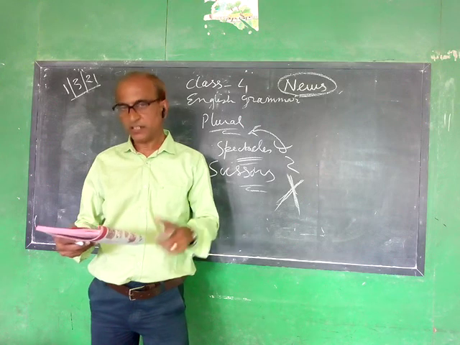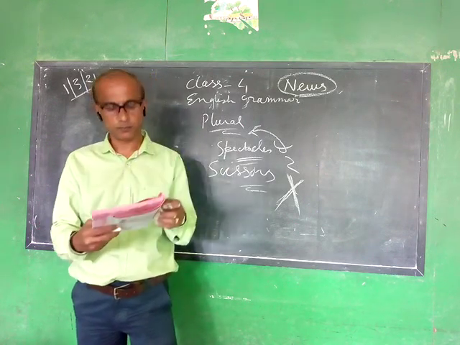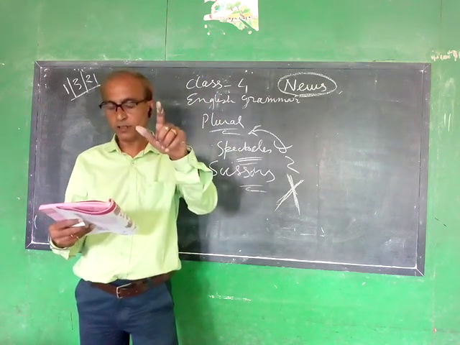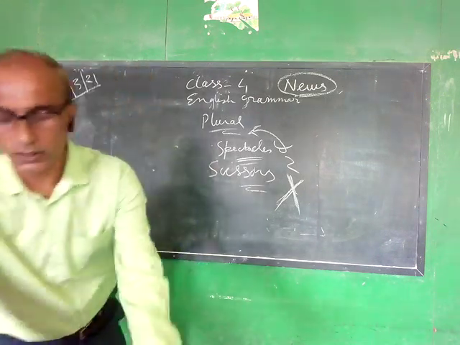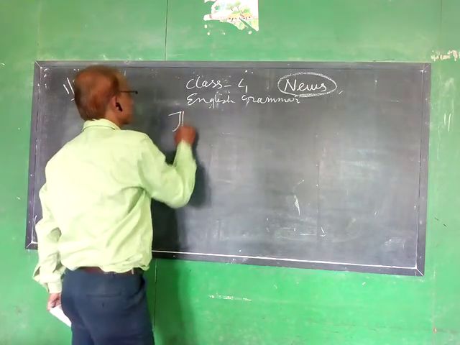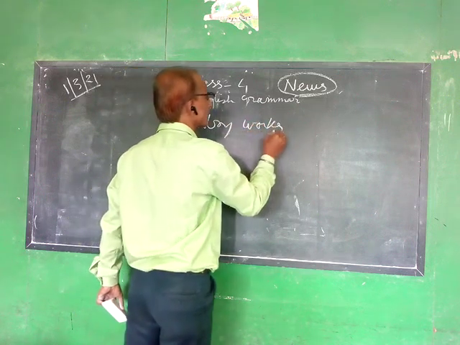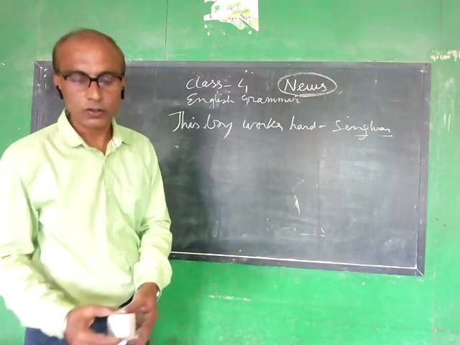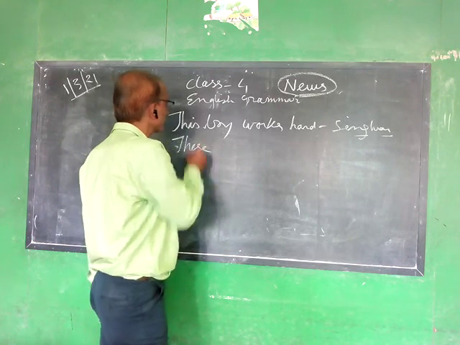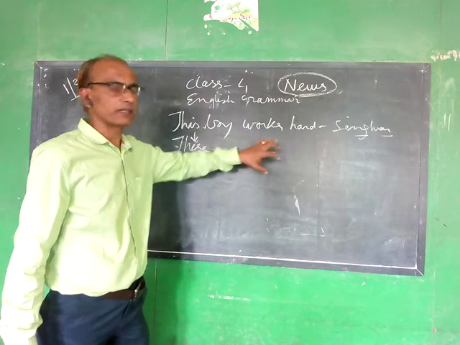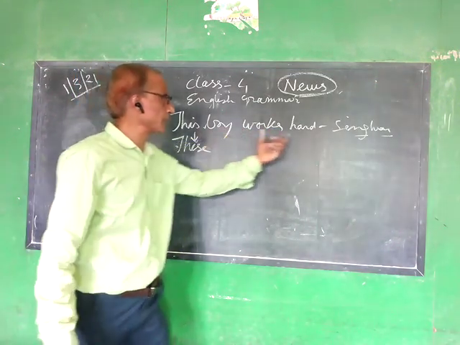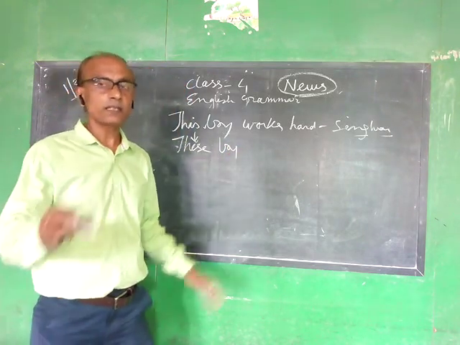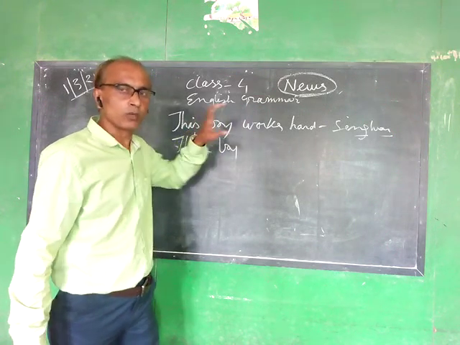Now see, page 35. Top. Singular plural columns are given here. First example, this boy works hard. Now, if I say to convert it into plural, this boy works hard. So this is a singular form. Now the plural should be. Just see the changes that I am making here. Step by step you have to come. This boy becomes what? Say. This is a singular form, no? So in plural it becomes what?